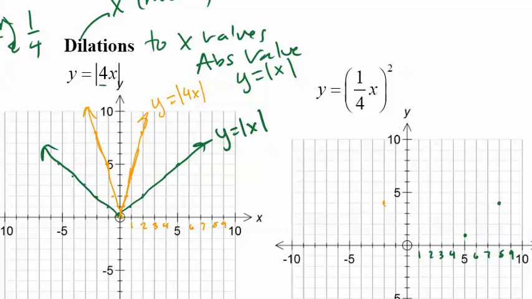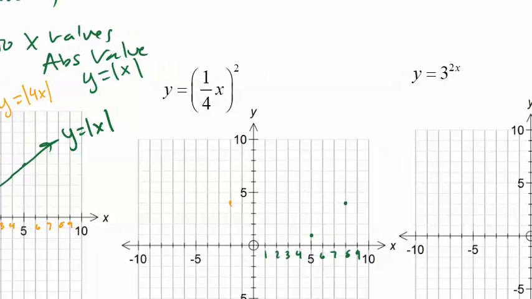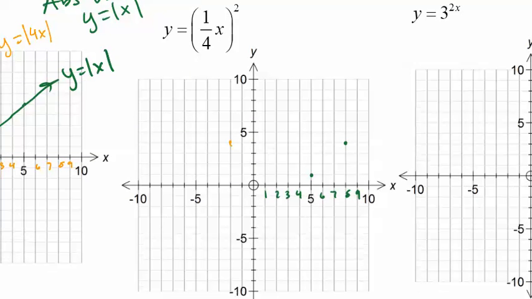Now let's go to y equals 1/4 x squared. How does this one apply? We can tell that this function is quadratic, and the quadratic parent function is y equals x squared. Let's make our prediction. We have a 1/4 that's being applied to that x value before we square it. What's going to happen with that? Basically, that's going to stretch it.